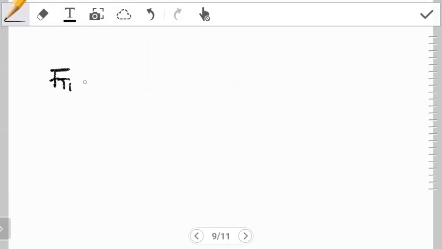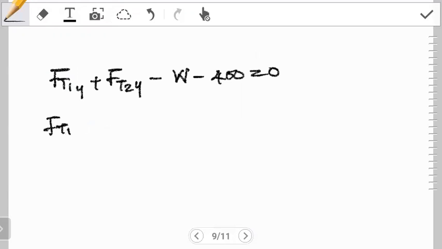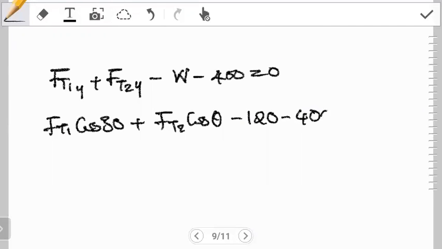Or we can just say ft1 going up, positive, this is in y, plus ft2 going up, positive, minus the weight of the rod going down, minus the 400 newton weight going down. So it's also negative. This must be equal to 0. So from here, remember the formula for ft1 in y. What we had there was ft1 cos 30 plus ft2 cos theta minus 120, the weight of the rod, minus 400 is equal to 0.